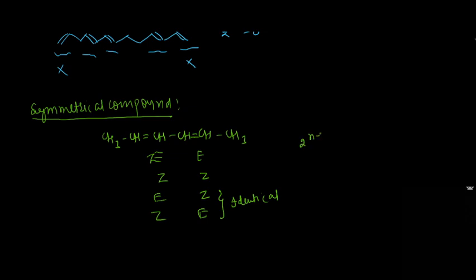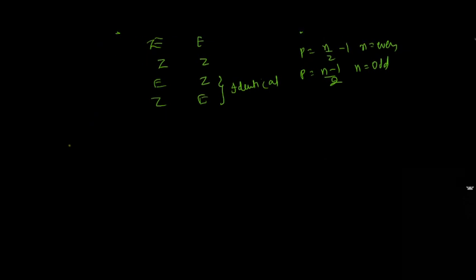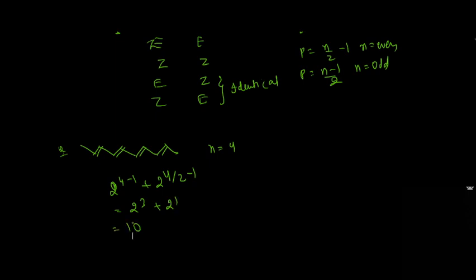So the formula comes out to be 2 to the power n minus 1 plus 2 to the power p. P equals n by 2 minus 1 if n is even. And p equals n minus 1 by 2 if n is odd. Right, if n is even and n is odd. So here n equals 4. 2 to the power 4 minus 1 plus 2 to the power 4 by 2 minus 1. That is 2 to the power 3 plus 2 to the power 1. That is 10. Here the number of GI is 10.